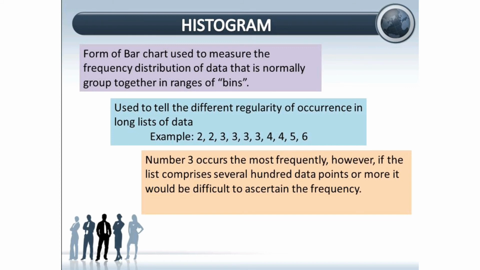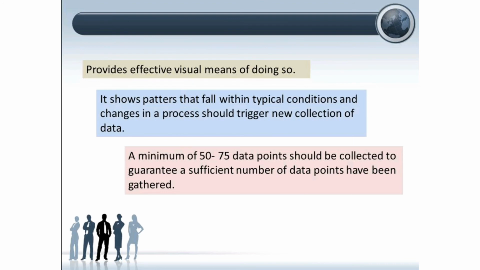2233334456. Number 3 occurs the most frequently. However, if the list comprises several hundred data points or more, it would be difficult to ascertain the frequency. A histogram provides an effective visual means of doing so.